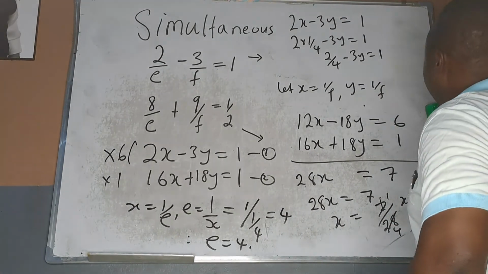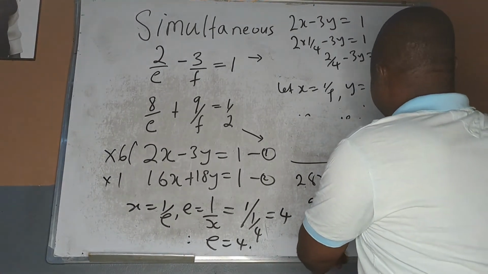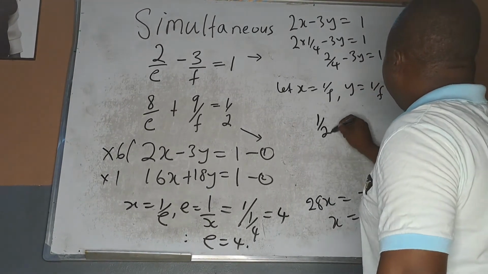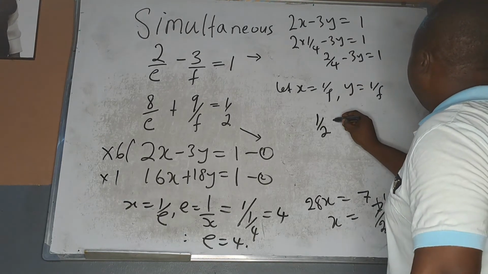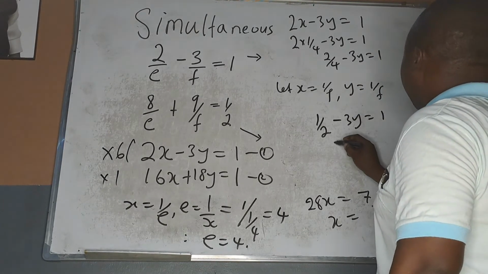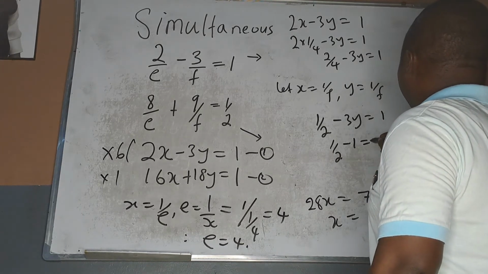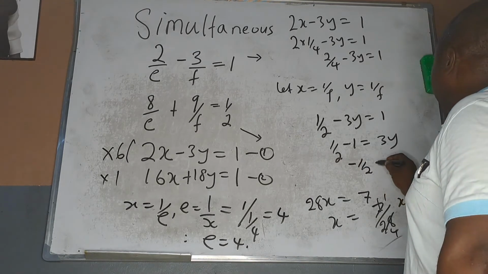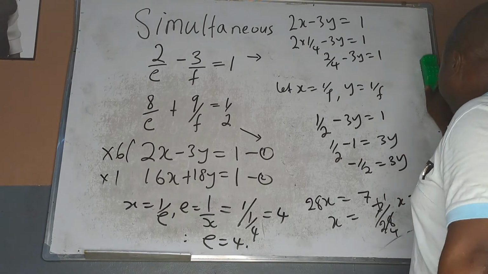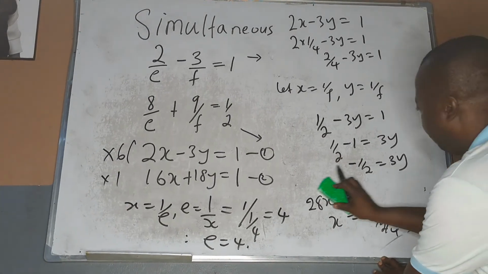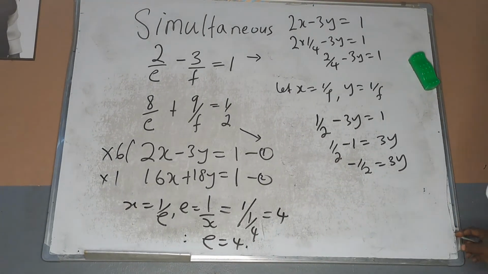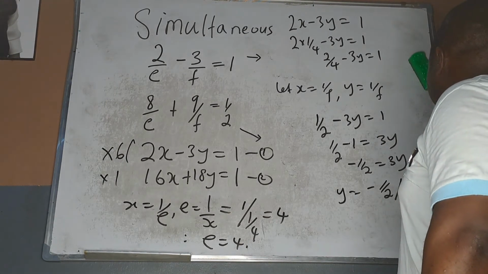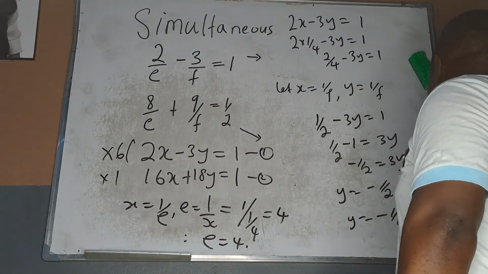We're having 1 over 2 because 2 cancels to 1, 2 minus 3y equals 1. So 1 over 2 minus 1 equals 3y. So this gives me minus 1 over 2 equals 3y. I have y equals minus 1 over 2 divided by 3. So y equals minus 1 over 6.